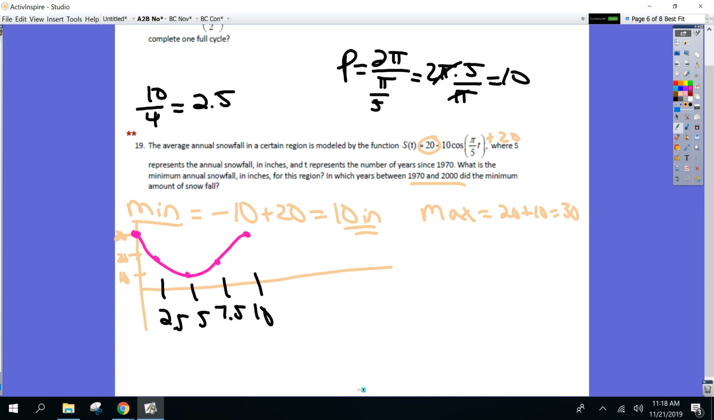Okay, where on your x-axis? Because this question said where it hit the minimum. Where on the x-axis did it hit the minimum? At 5, right? All right, and what does that 5 mean? Read through the problem. Ready? What did the 5 mean? It represents the number of years since 1970. So what year did it first hit its minimum? 1975 would be my first answer. But it wants me to go to what? 2000.